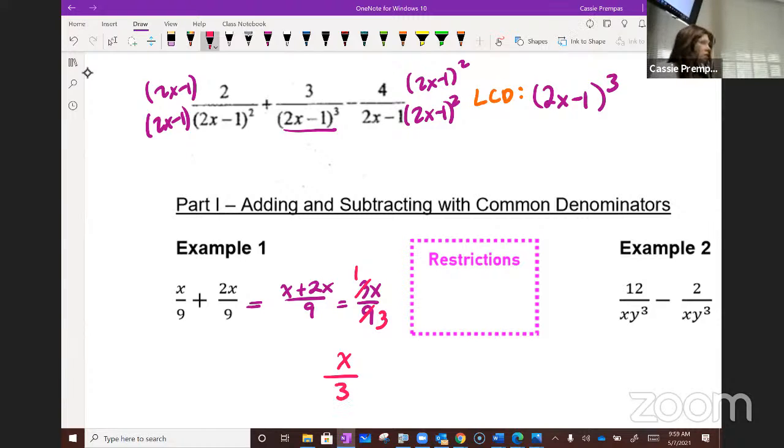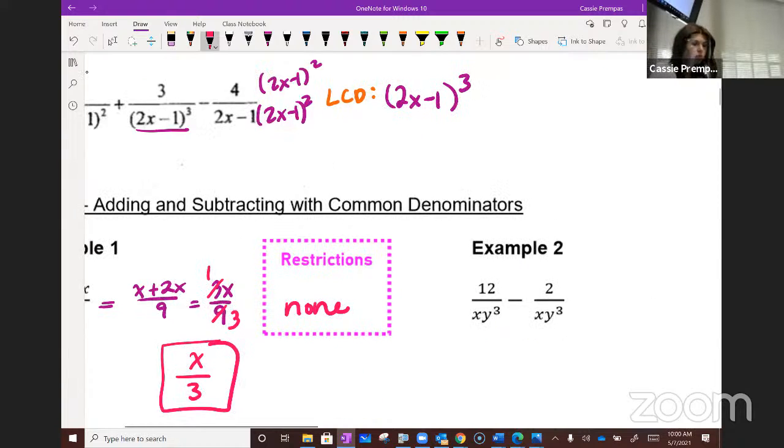Are there any restrictions in this problem? No, because 9 is not a variable. It can't equal 0. So the answer would just be x over 3, and there are no restrictions. Molly, Sergio, do you guys have something to add to it? No. All right, on to example 2.